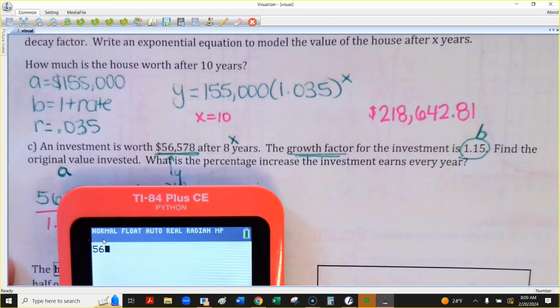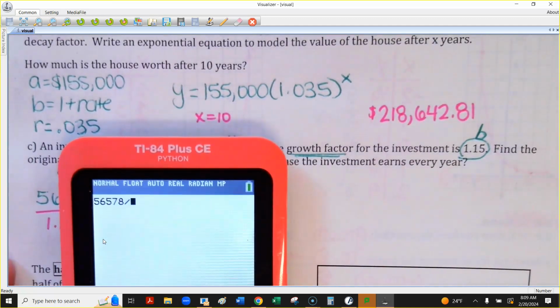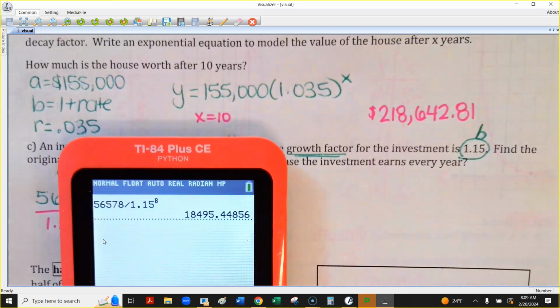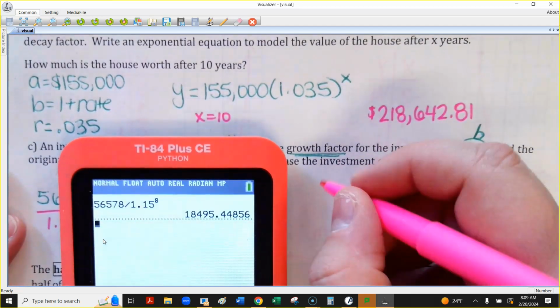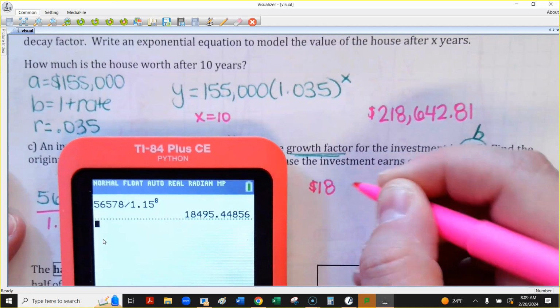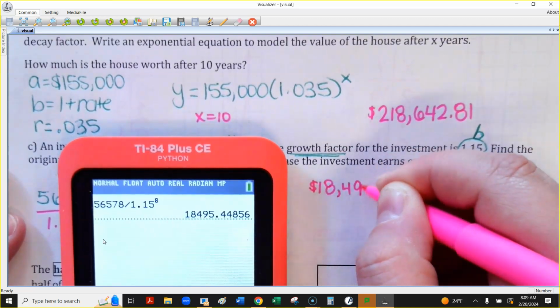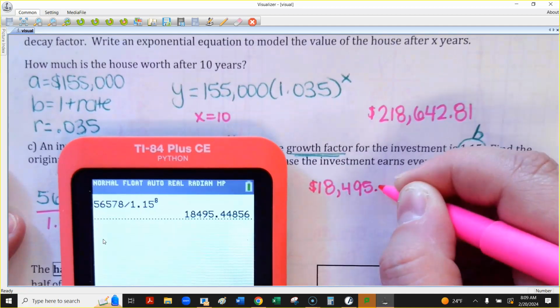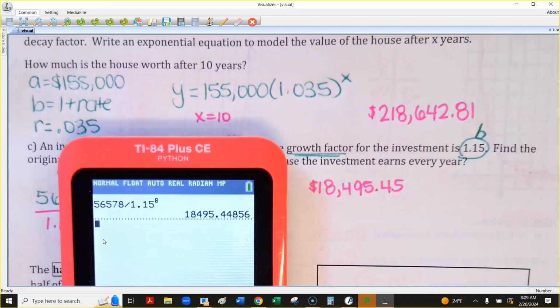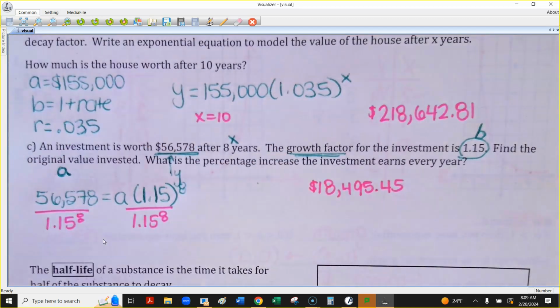Okay, so I'm going to do 56,578 divided by 1.15 to the 8th. And your calculator will do the order of operations for you. So it'll do that 1.15 to the 8th first, and then it will take whatever that is and divide that into 56,578. All right, now we're talking about money again. So I'm going to say $18,495 and about 45 cents. After 8 years, to take your money from 18,000 something to 56, that's a pretty good investment.